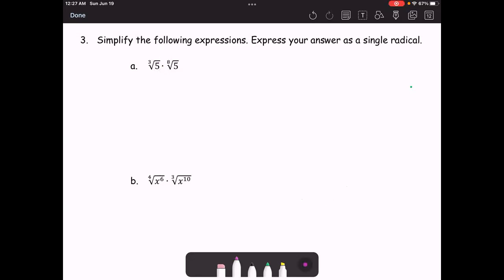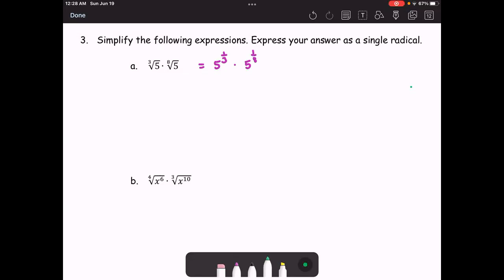Example 3, we are going to simplify the following expressions and write the answer as a single radical. In part A, we have the product of the cube root of 5 and the 8th root of 5. We're going to combine them. So first, we're going to write each one as the rational exponent. The cube root of 5 is the same as 5 to the power 1 over 3. The 8th root of 5 is the same as 5 to the power 1 over 8.